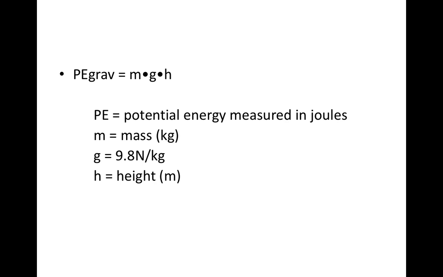The units have to be consistent. So mass can be measured in grams, kilograms, pounds. There's many different units, but in order for the equation to work, the unit for mass has to be in kilograms and the unit for height has to be in meters. It can't be centimeters or inches or feet or anything else. It has to be meters.